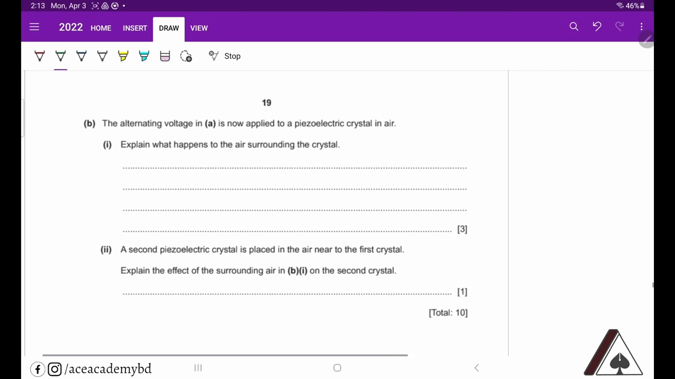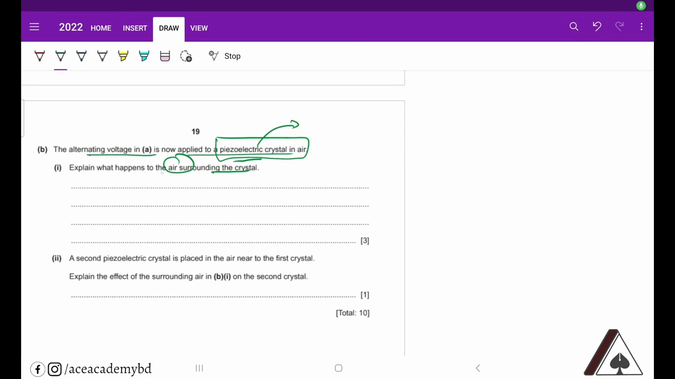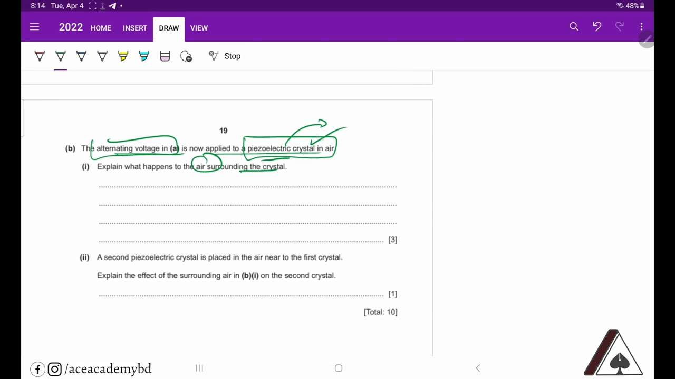Then the next part says an alternating voltage is now applied to the piezoelectric crystal in air. They ask what happens to the air surrounding the crystal. So we know that since this is a piezoelectric crystal, this is from the medical physics part of your syllabus. Whenever an alternating voltage is applied to this crystal, it is going to vibrate, because we know the properties of a piezoelectric crystal. It can both generate an EMF and also vibrate. So whenever an EMF is given to it, it's going to vibrate, and this vibration will be in the ultrasound range.